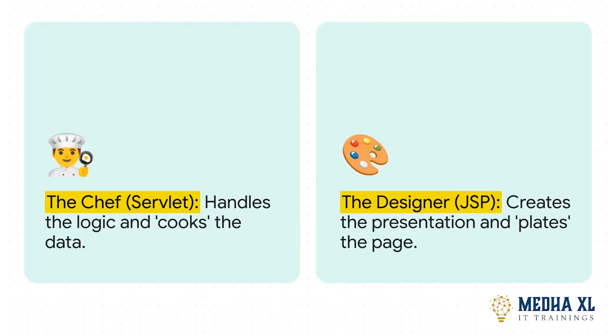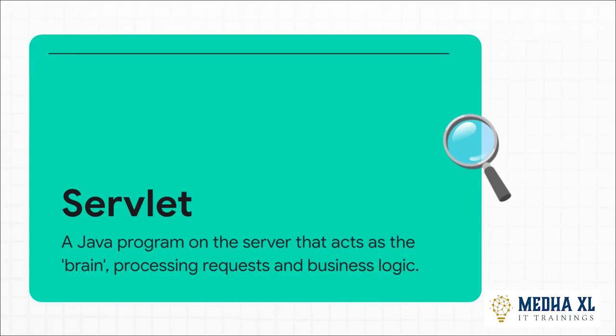Okay, in our kitchen, we've got two main superstars. First, you have the chef. In the Java world, we call this the servlet. Then you've got the designer, which we call a JSP. The chef handles all the complicated logic, the actual cooking, and the designer makes sure the final dish looks absolutely perfect.